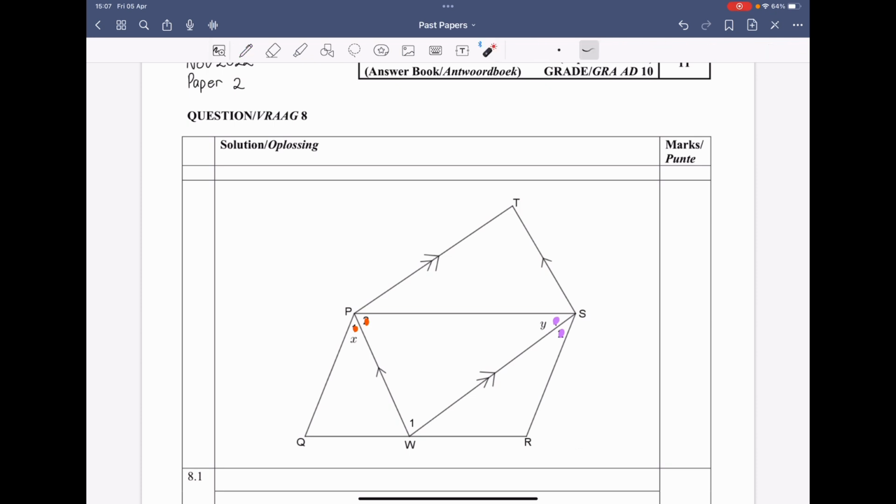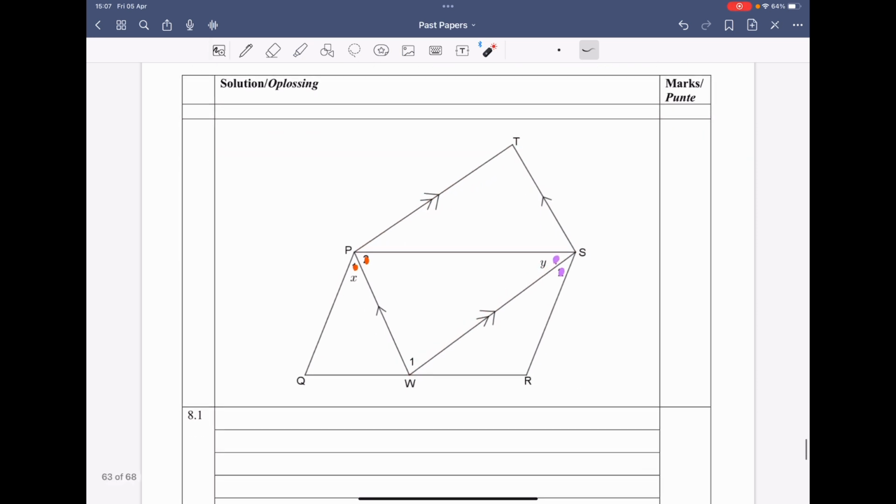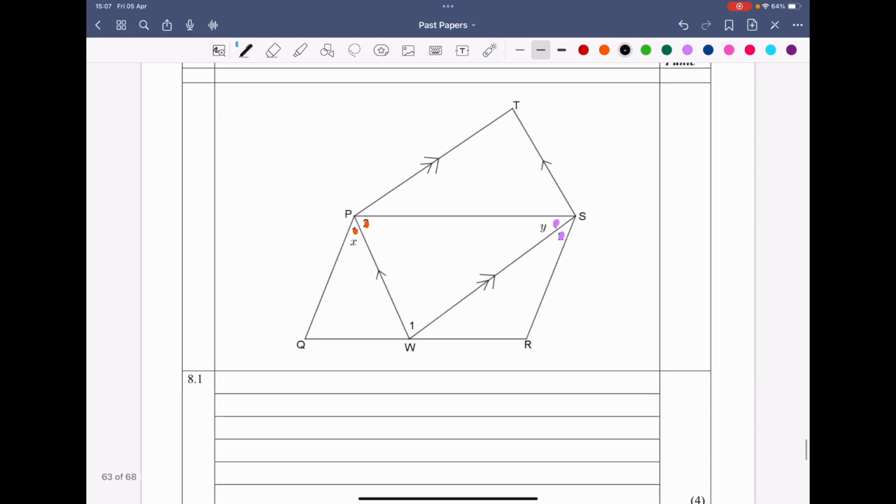So that means that this angle and this angle are equal in size. And I am told that PW is parallel to ST and that PT is parallel to WS. Right, so the first question asks me to prove that x plus y is equal to 90 degrees. So immediately from the fact that these angles were bisected, I can say that, for example, angle P1 is equal to angle P2, and that angle S1 is equal to angle S2.